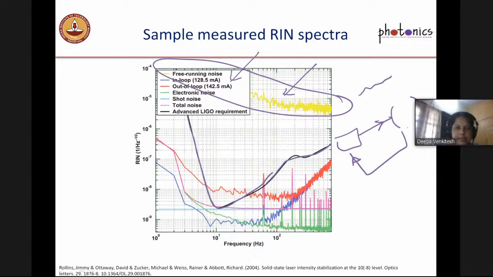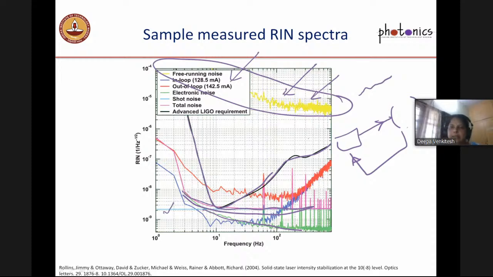Now you see that this is where you have a free running noise, and these are some shot noise, which is the photon noise. This green is the electronic noise of the detection. This is important to know, where the total limits are. And you see the total noise of this laser they have measured in the pink line. What they claim here is that this is, of course, meeting the requirement of the advanced LIGO.